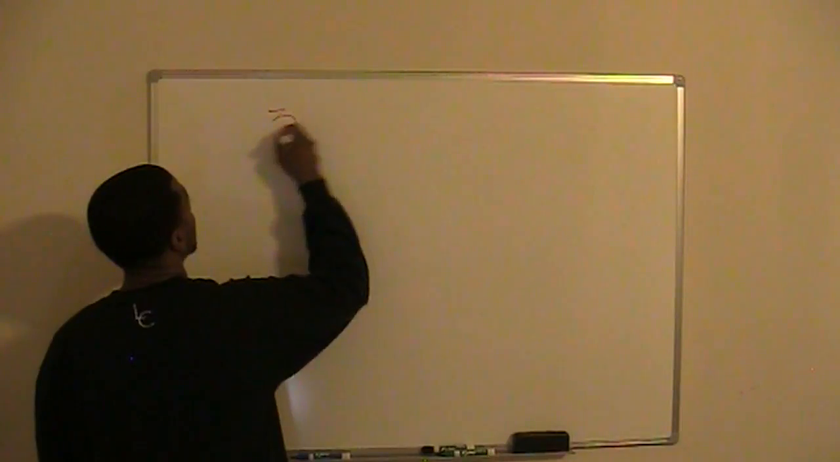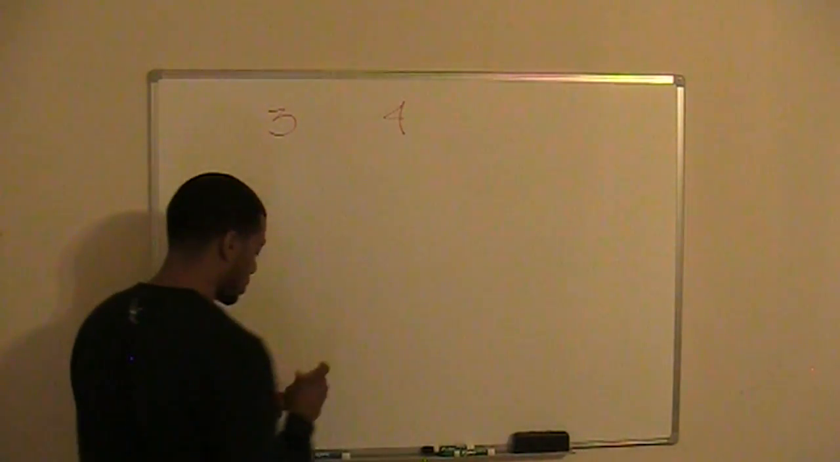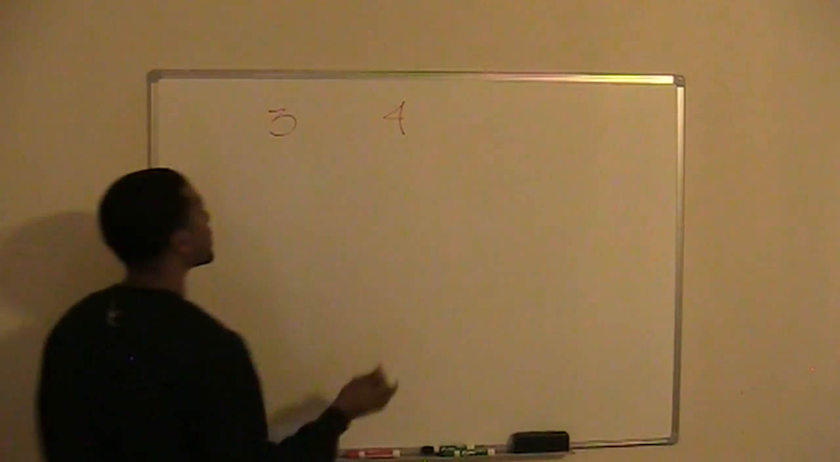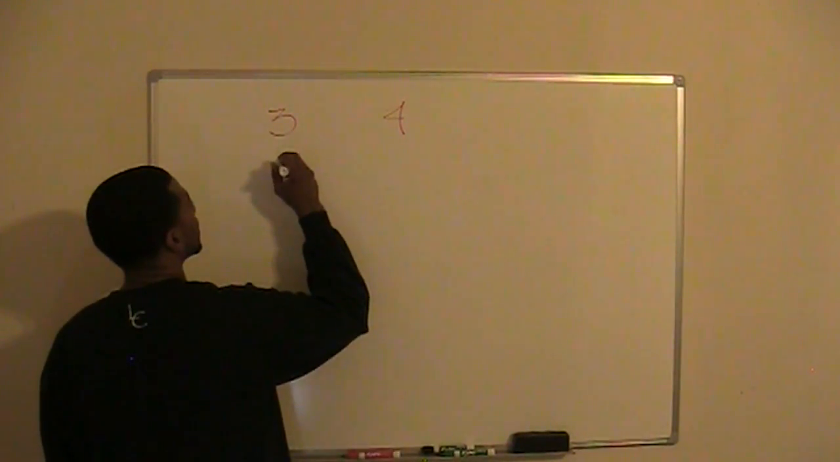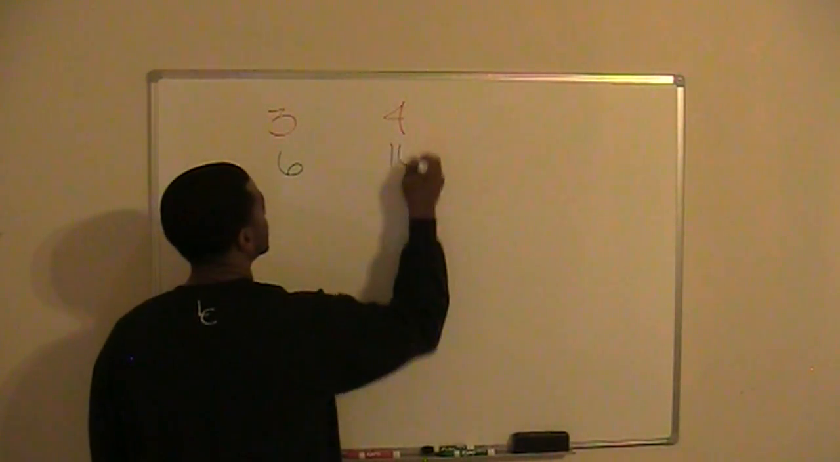So for this problem, I'm going to have a 3 for one of my numerators, and I'm going to have a 4 for the other one. And I'm going to mix up my denominators. The denominator here will be 6. The denominator here will be 10.